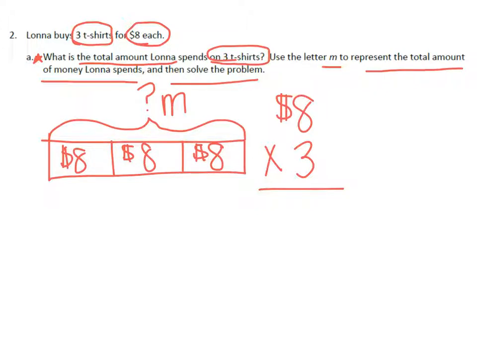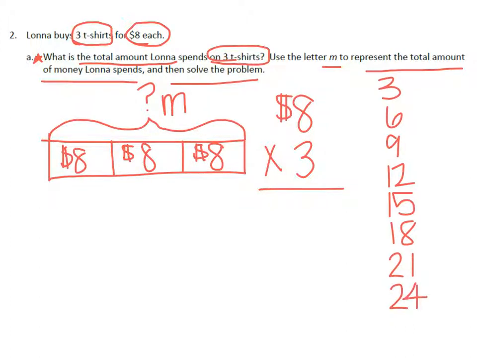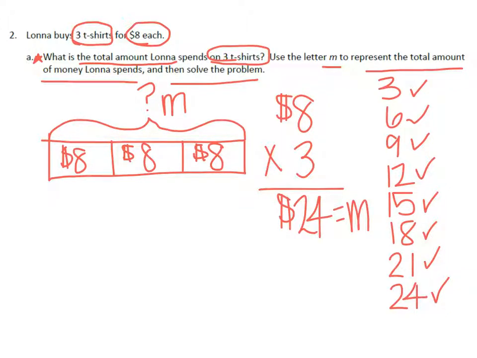So we have 2 different options here. We can either count by 8s 3 times or we can count by 3s 8 times. I'm more familiar with 3s, so I think I'm going to do that. So 3, 6, 9, 12, 15, 18, 21, 24. So let me just make sure I counted 8 times. 1, 2, 3, 4, 5, 6, 7, 8. So that means that 24 is equal to M, which is our variable for the total.